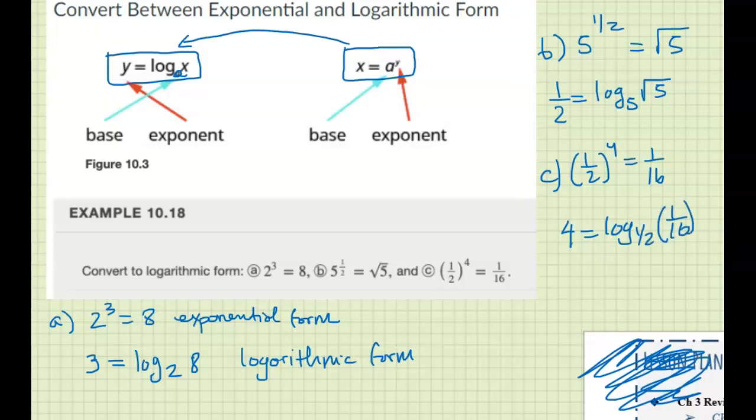So the base of the exponential becomes the base of the log. Alright, that's it for those.